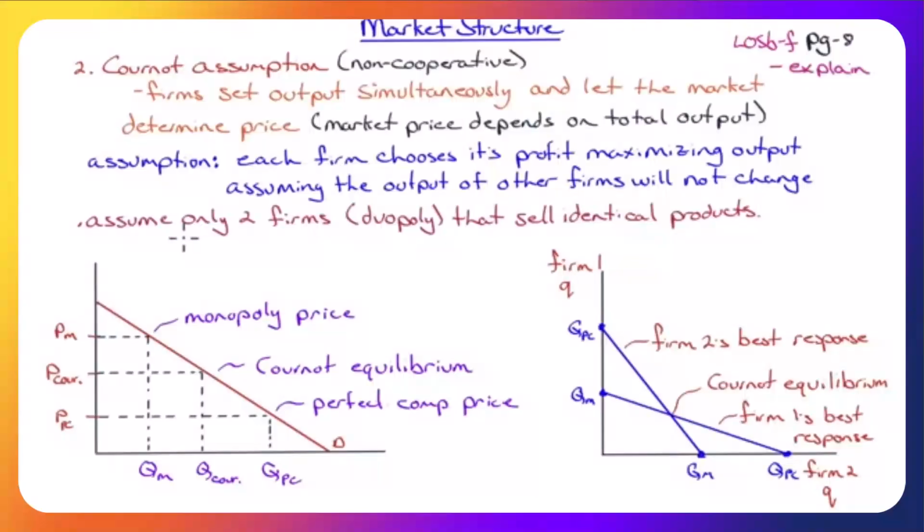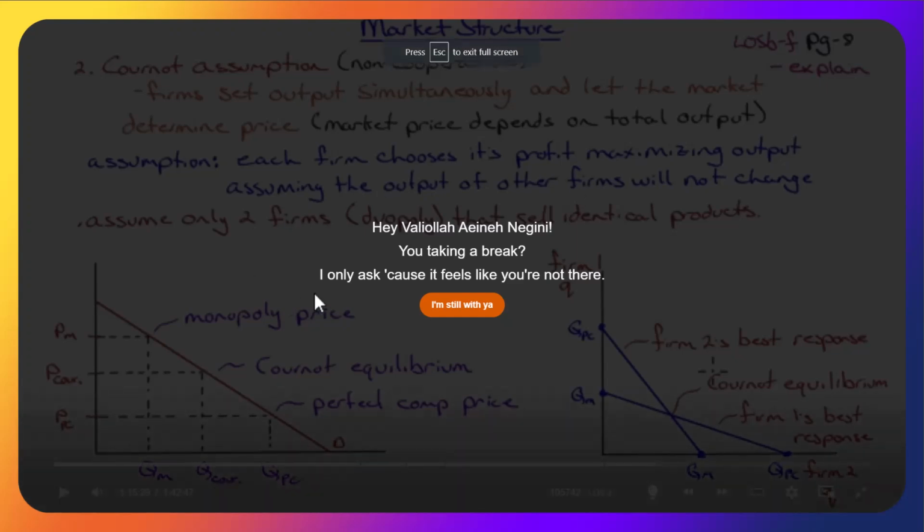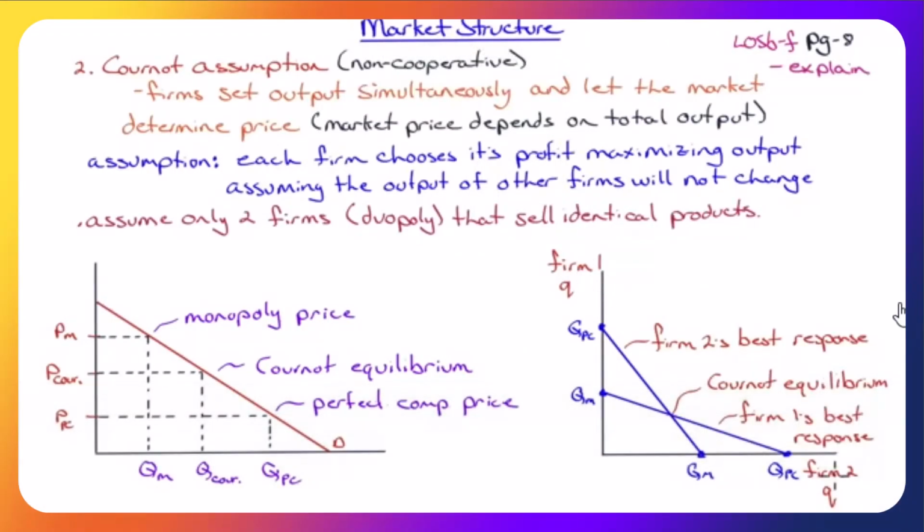So let's look at an example here, or at least a little example to walk us through this. So let's assume only two firms, a duopoly, that sell identical products. And we'll ignore this first chart down here. Let's look at the second one over here. And we're going to go to two extremes of the market. We're going to go from monopoly to perfect competition.